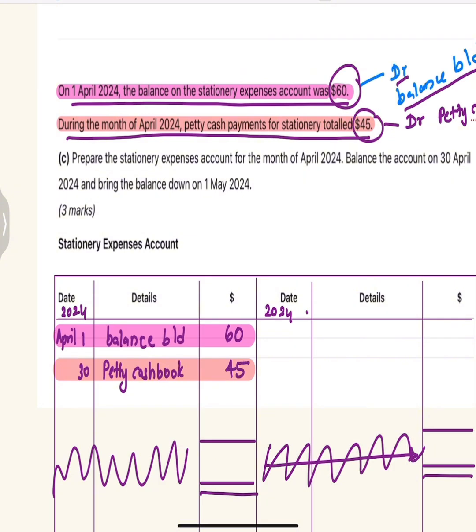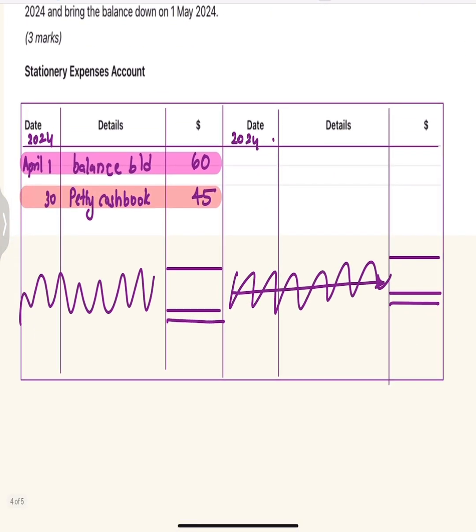Now let's balance off the stationery account. 60 plus 45 has a greater number on the debit side. So 105, nothing to be deducted, so 105 there. Balance carried down, 30th April, and then bring it to the opposite side. May 1st, balance brought down, 105.